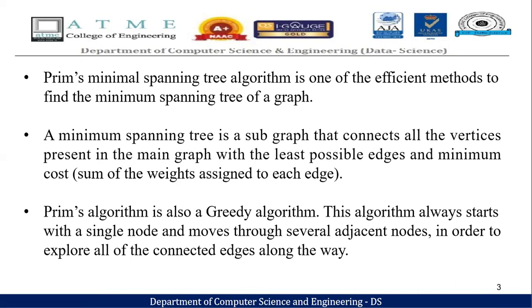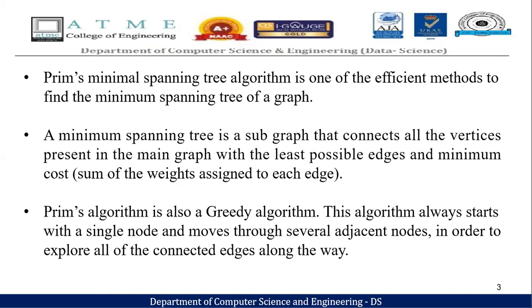So what is a spanning tree? A spanning tree is a tree which does not contain a cycle. A minimum spanning tree is a subgraph of the main graph which connects all the vertices present in the main graph, and it will have the least possible edges and also the minimum cost. That is why the name is given as the minimum cost spanning tree.